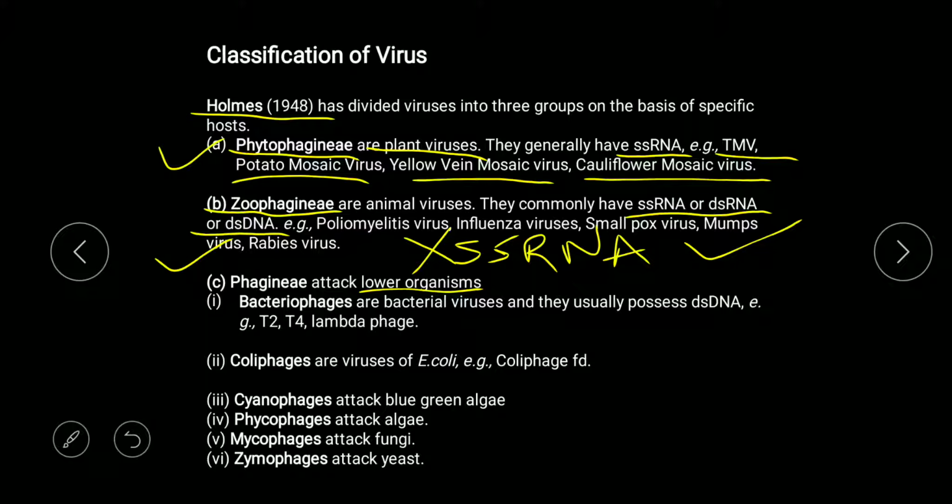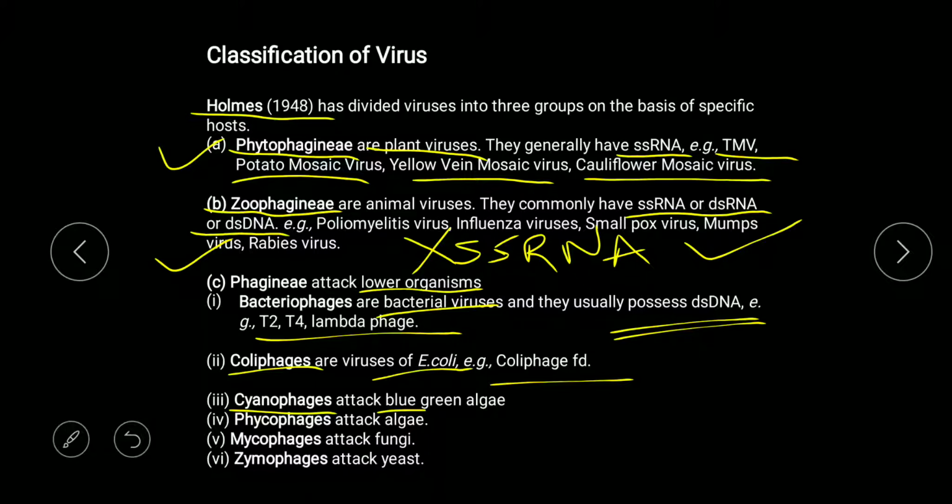Among these, bacteriophages are there. Bacteriophages are bacterial viruses that usually possess double-stranded DNA, like T2, T4, and lambda phages. One term, coliphage, is given for viruses which infect E. coli, and an example is coliphage FD. Cyanophage means a phage that attacks blue-green algae, which is cyanobacteria. Phycophages infect algae, mycophages infect fungi, and zymophages infect yeast. For yeast they have given a separate term, zymophages.